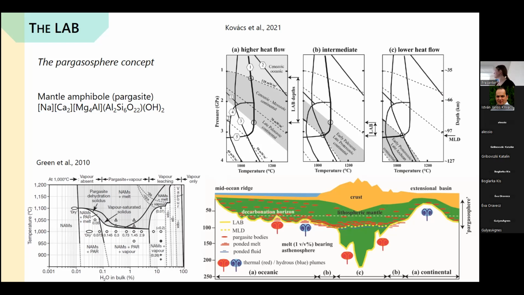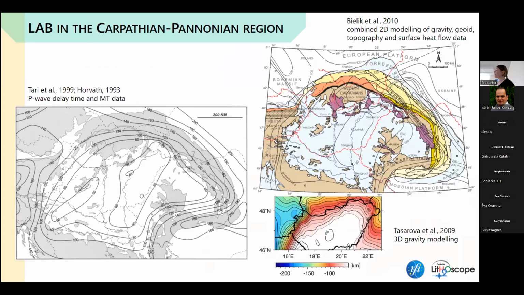And this horizon in the mantle can be considered as the lithosphere-asthenosphere boundary in areas which have higher heat flow, such as oceanic lithosphere or very thin continental lithospheres, such as extensional basins. And in areas with lower heat flow, such as thick continental lithospheres like cratons, this is identified as the mid-lithospheric discontinuity, which can be detected worldwide. So for the Carpathian-Pannonian region, there are several existing maps that try to give a distribution of the depth of the LAB.